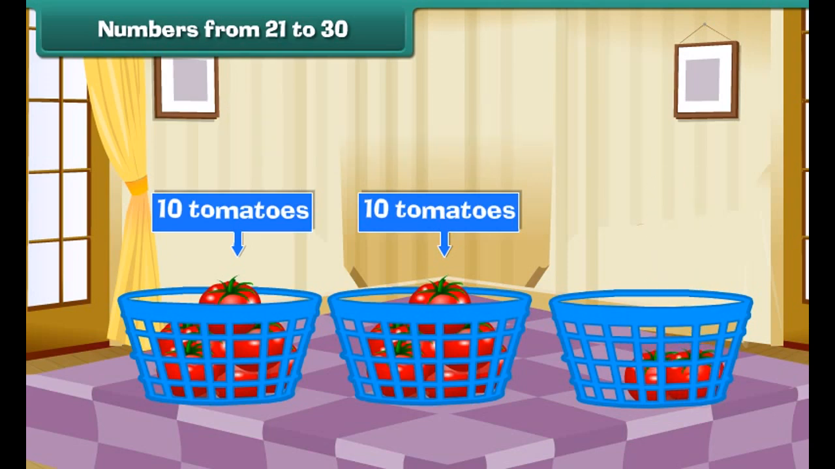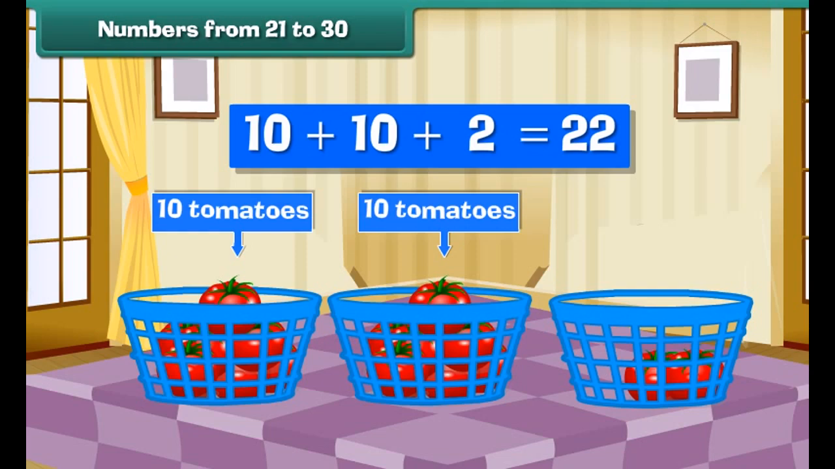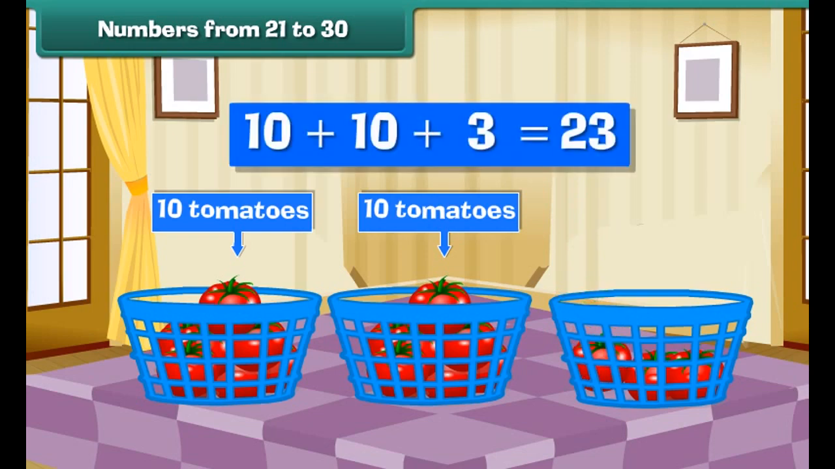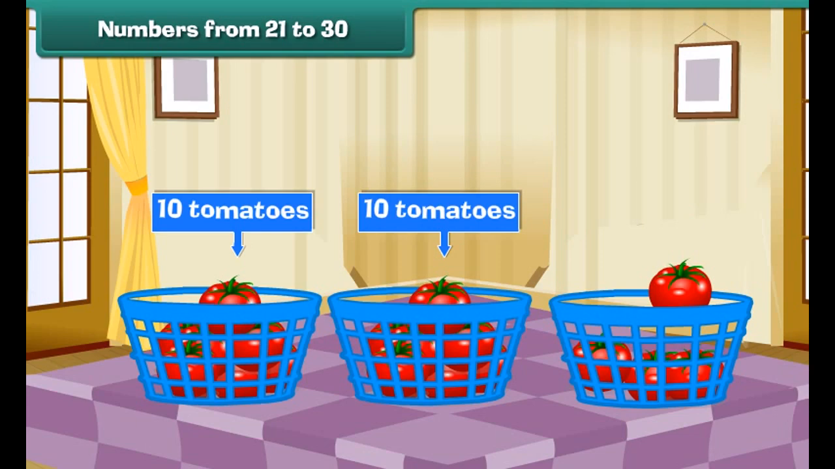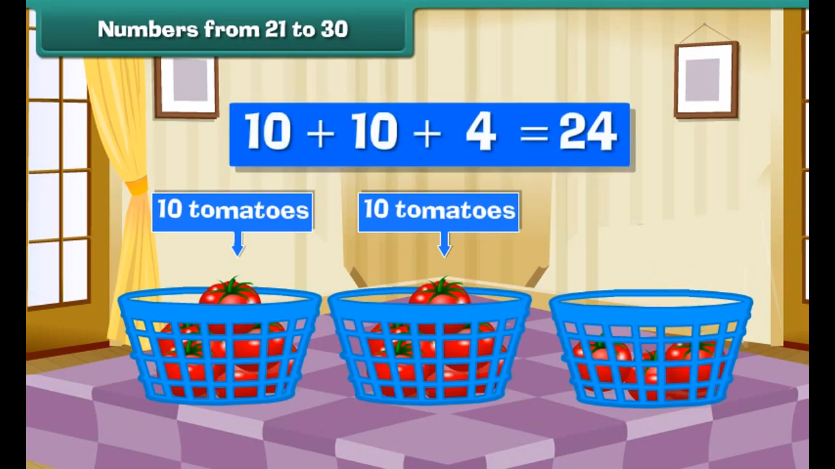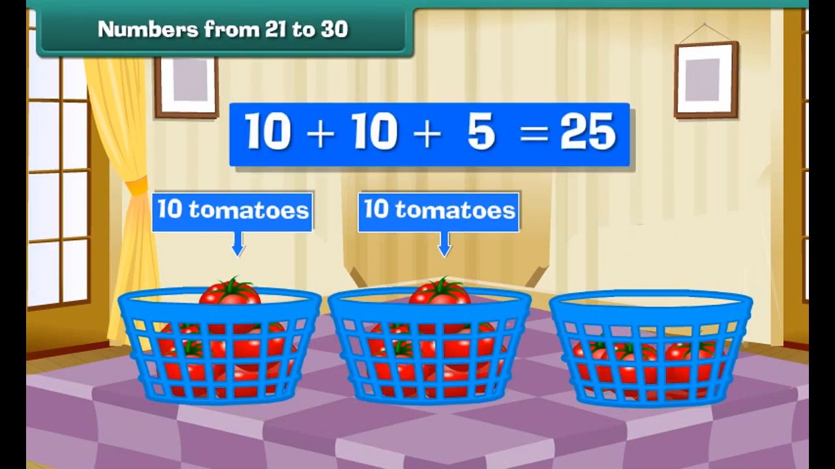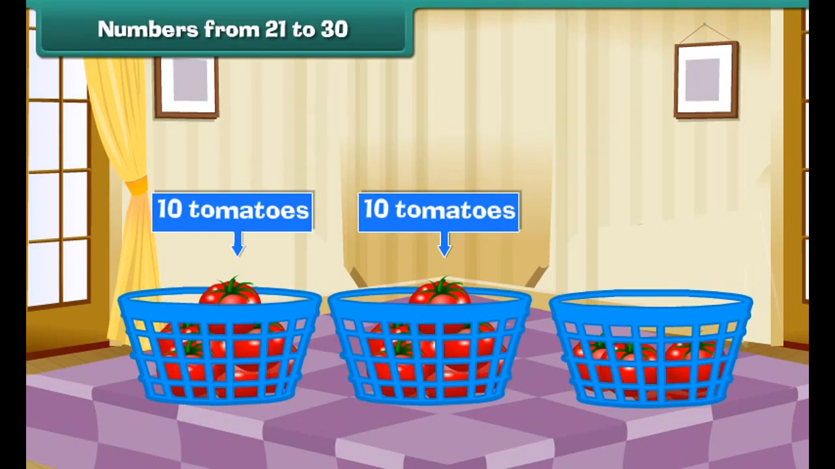Place one more tomato in the 3rd basket. We have 2 tens and 2, that is 22 tomatoes. Similarly, 2 tens and 3 make 23. 2 tens and 4 make 24. 2 tens and 5 make 25.